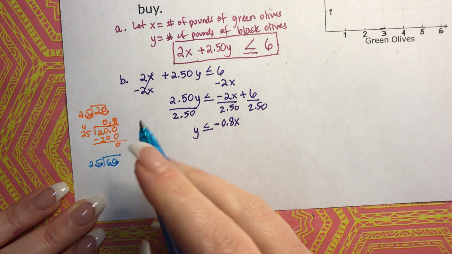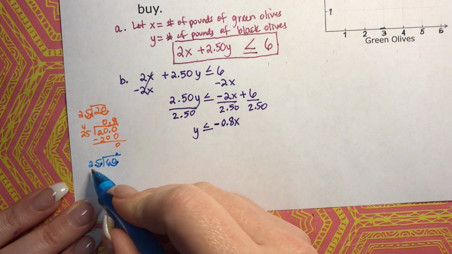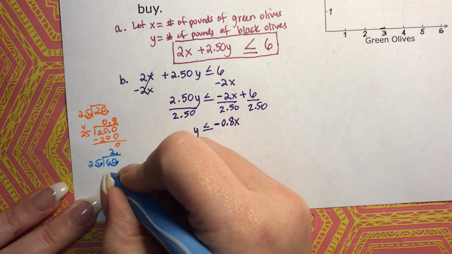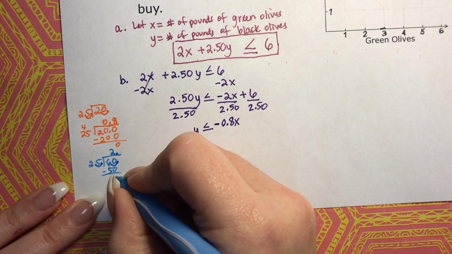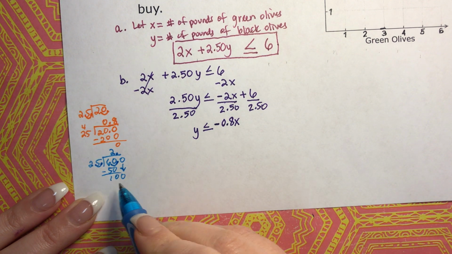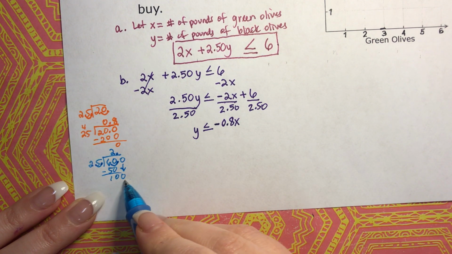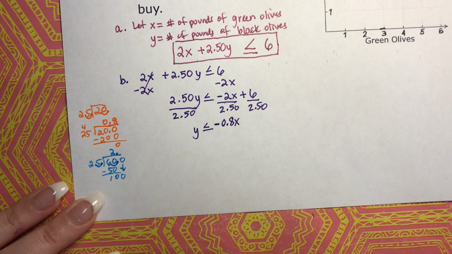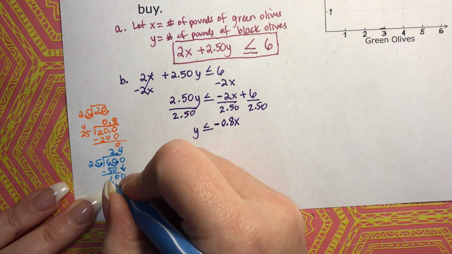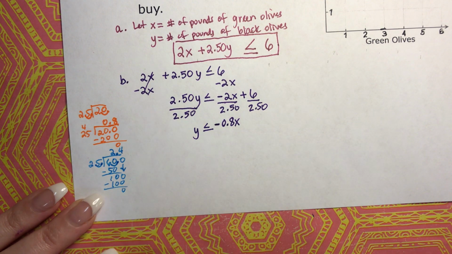Can 25 go into 60? Yes, it can. It can go in 2 times. 2 times 25 is 50. We subtract, add a 0, drop it down, and then 25 goes into 100 4 times, right? Yes, it does. 4 times. 4 times 25 is 100. No remainder. There we have it.